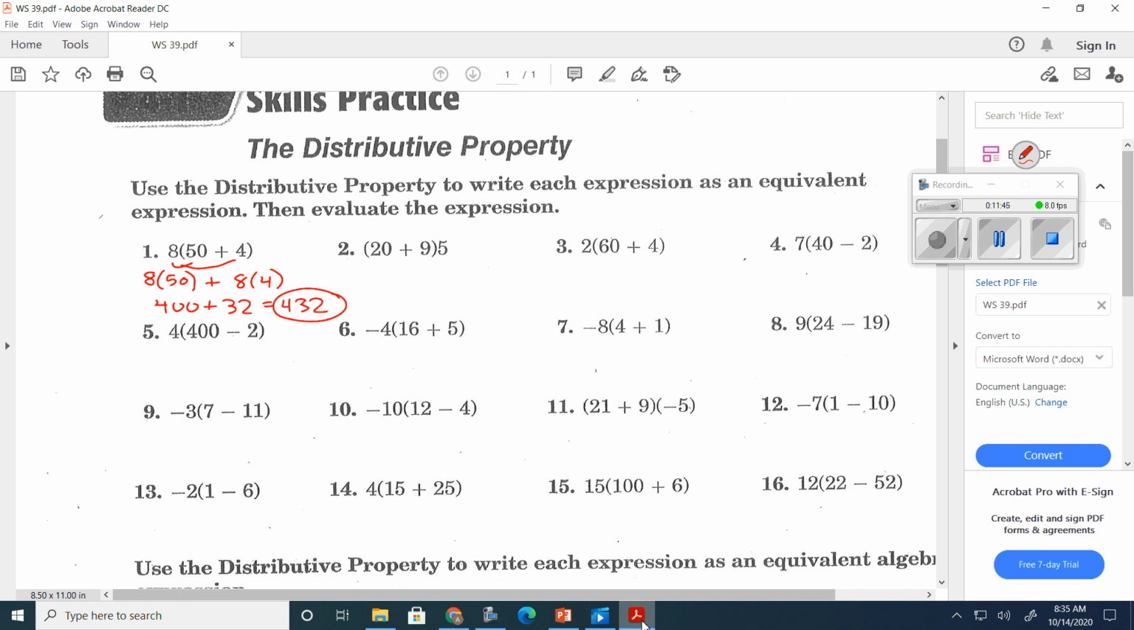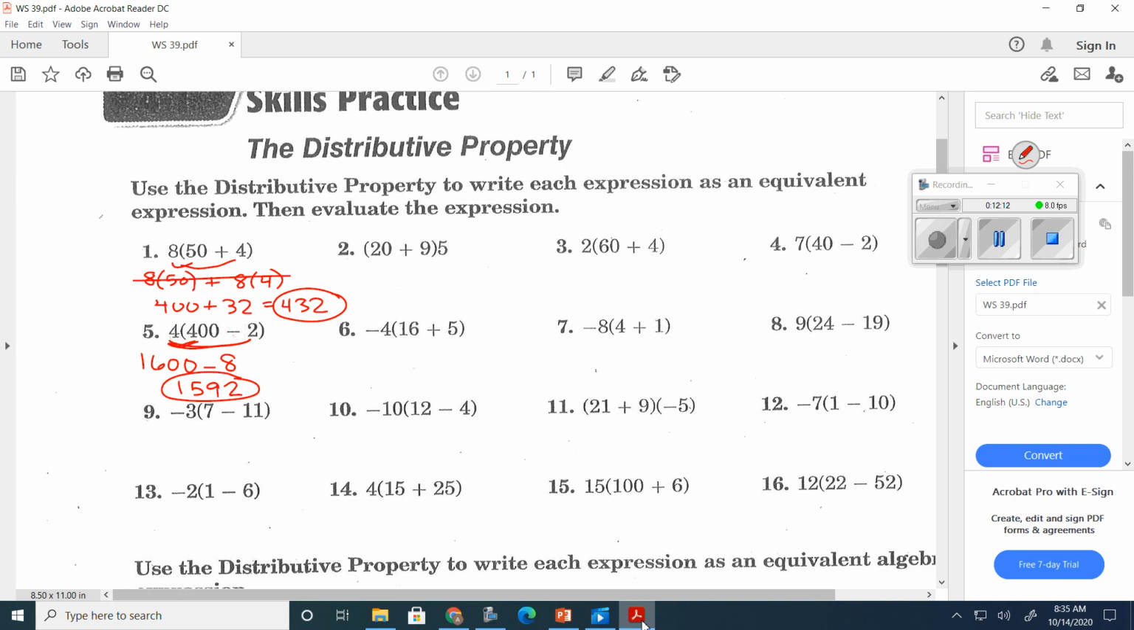On the next one, 4 times 400 is 1600. 4 times a negative 2 is minus 8. So if you want to do it this way, you could actually skip this step if you want to. You could do the 4 times 400 and write that down, the 4 times negative 2 and write that down, and then you would write the answer, 1592.